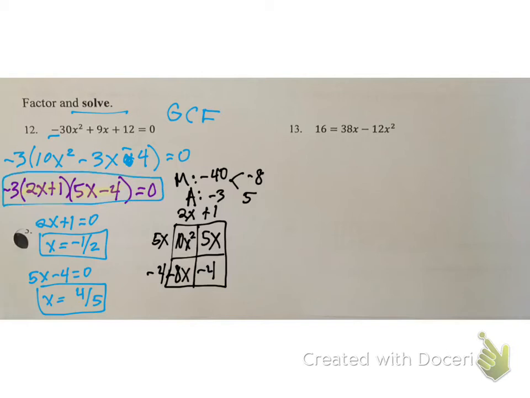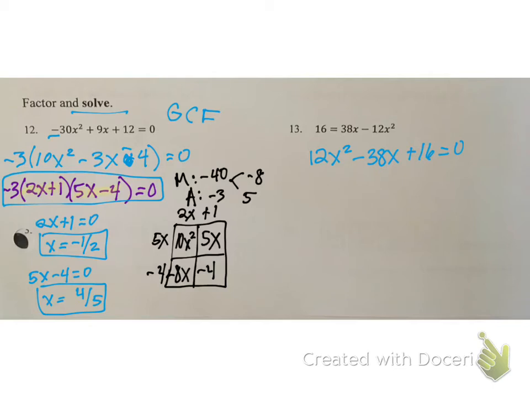So these are the three answers I would be looking for. For number 13, I want to put it into standard form. So I'm going to rewrite this as 12x squared minus 38x plus 16 equals 0.